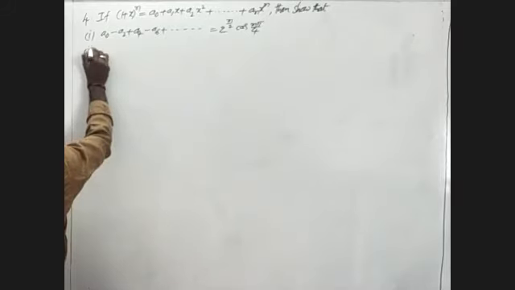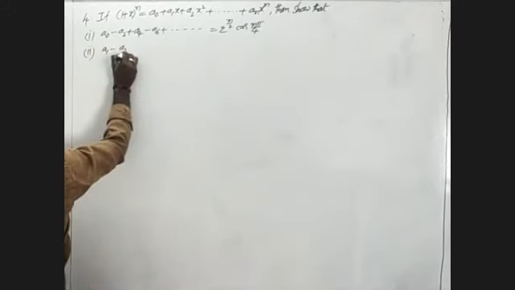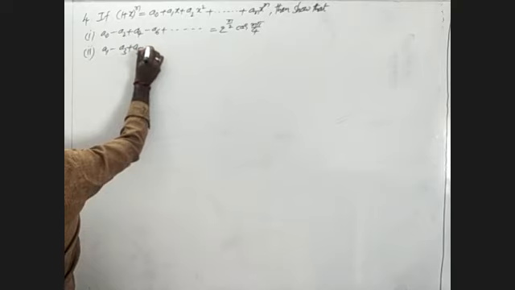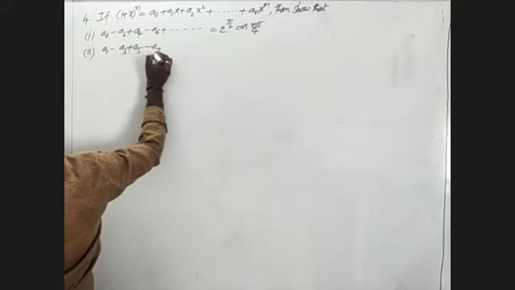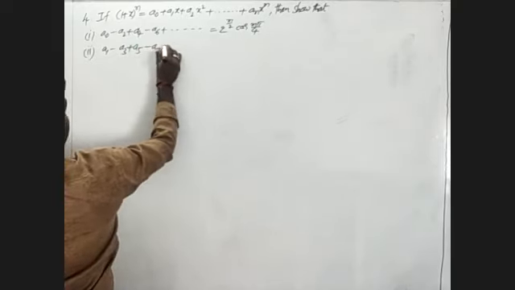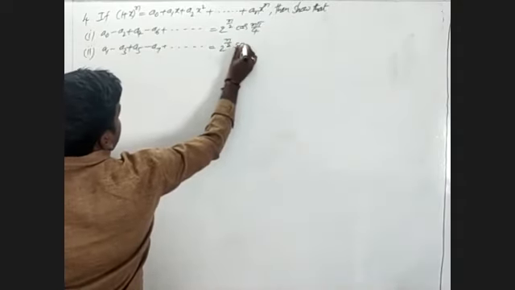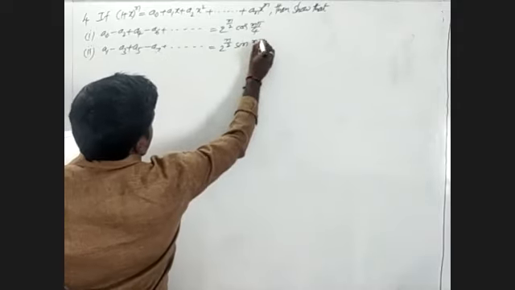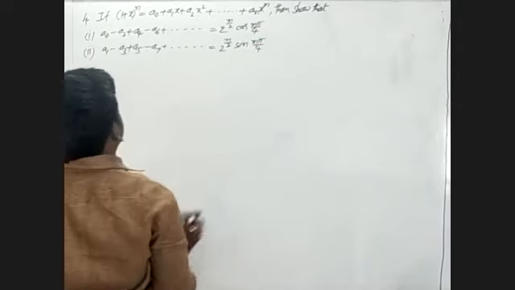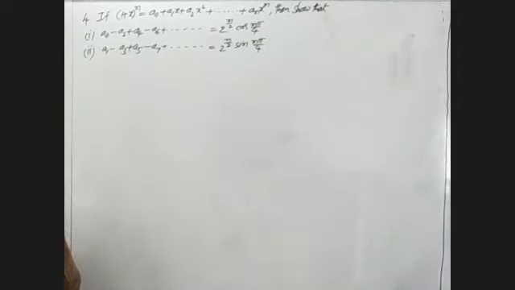The second one is a1 − a3 + a5 − a7 + and so on is equal to 2^(n/2) into sin(nπ/4).